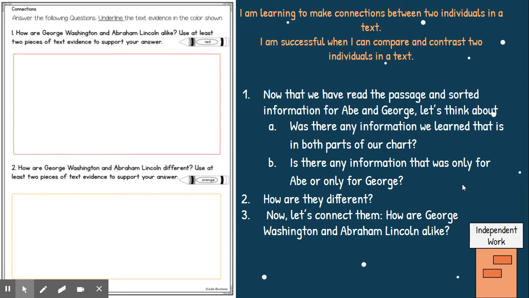When you look at your independent work, you are filling in these 2 boxes. This first one, this pink one, says, how are George Washington and Abraham Lincoln alike? So things they have in common. In the orange box, you are filling out, how are George Washington and Abraham Lincoln different? So how are they not the same?